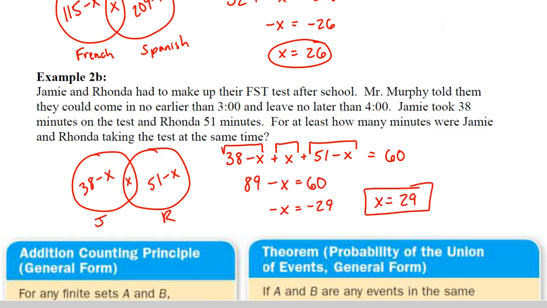So check your answer. You should have gotten 29, so that means for at least 29 minutes, the two students were in the room at the same time taking their test. If you didn't get 29, check your work with mine to see where you made your mistake.